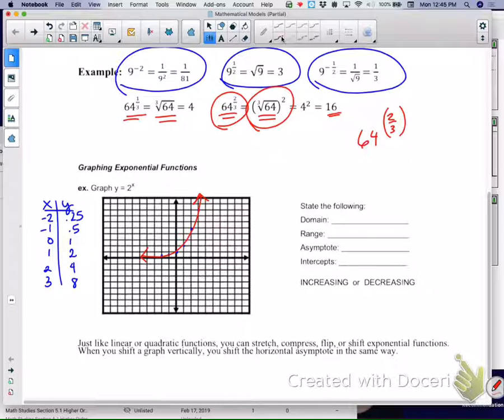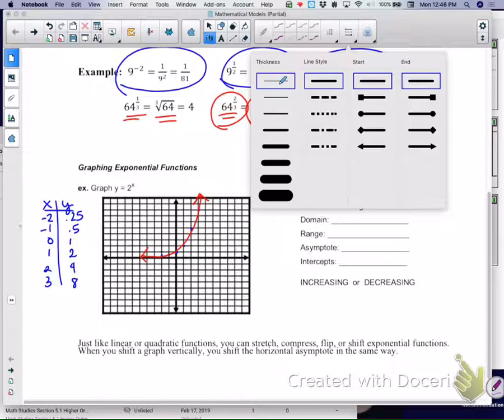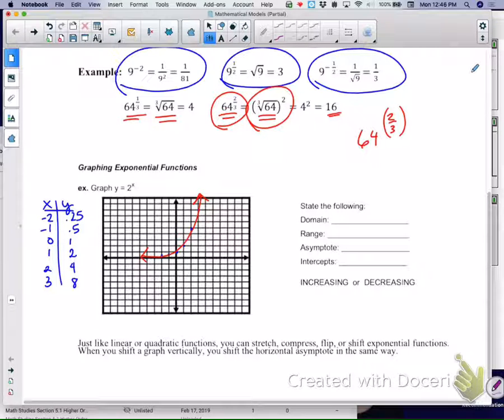We do have an asymptote. Now, you don't necessarily need to put the asymptote in here, but it would be along the axis here. I'm going to do it just so that you know it's there. Okay, that's the x-axis, which is the same thing as y equals 0. My intercepts, we're intersecting the y-axis at 0, 1.